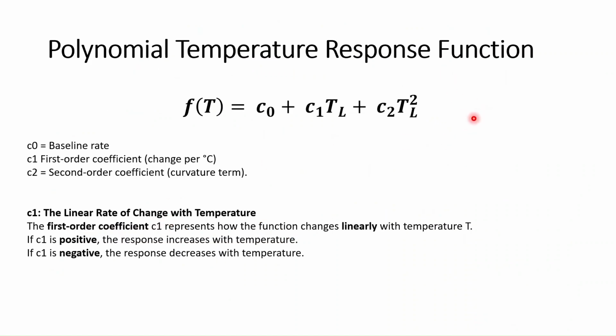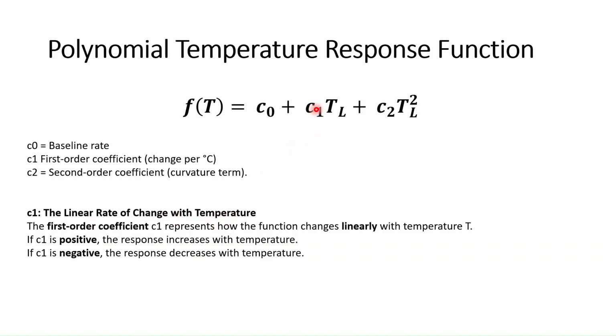So this is how a polynomial equation is often represented. When we use temperature as the variable, the polynomial equation is going to be c0 plus c1 into TL plus c2 into TL square, where c0 is the baseline rate, c1 is the first order coefficient, that is the first order differentiation, the change per degree Celsius, and c2 is the second order coefficient. So the polynomial is going to be a curved line. C1 will be the linear rate of change with temperature.